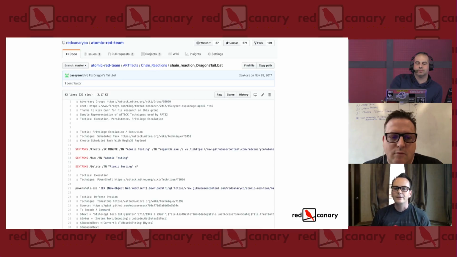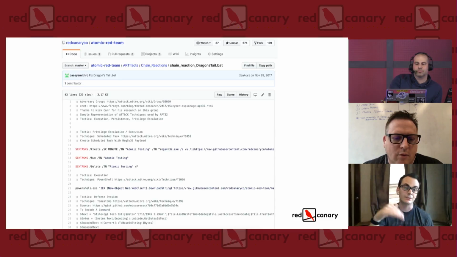And this is a chain reaction that we built. It's a batch file, and you can see how we outlined it. From the top, we give you some adversary information related to MITRE, and then it goes down to each tactic. So we break out each tactic and technique that's used. And then within the batch, you can see the scheduled task being created, the PowerShell code downloading a payload. And then for the rest of this chain reaction, this calls out the different pieces.